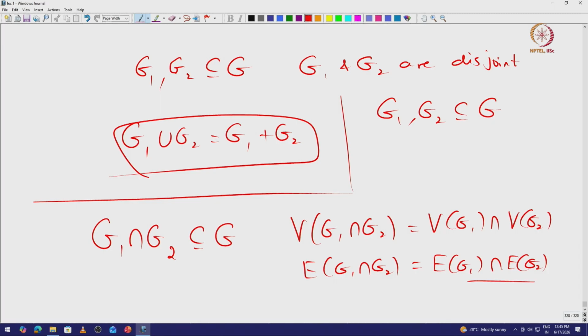Okay, so these all summarize some basic terminologies that are used in graph theory. So we will stop here and then we will continue with some basic theorems like the handshake theorem and so on in the next class. I will stop here.